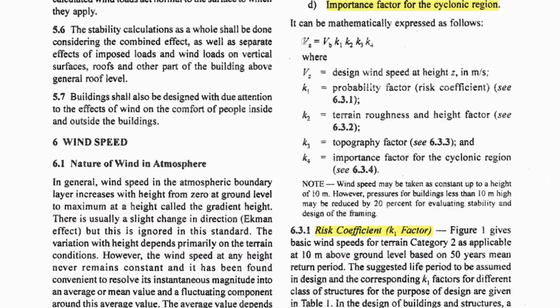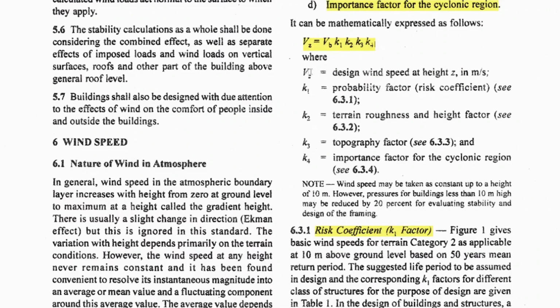So this is how we calculate the design wind speed. Basically, design wind speed at any height z depends on risk level, terrain roughness and height of the structure, local topography, and importance factor for cyclonic region. Here is your design wind speed at height z, that is Vz = Vb × K1 × K2 × K3 × K4.